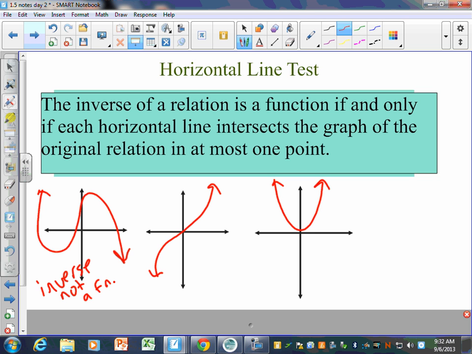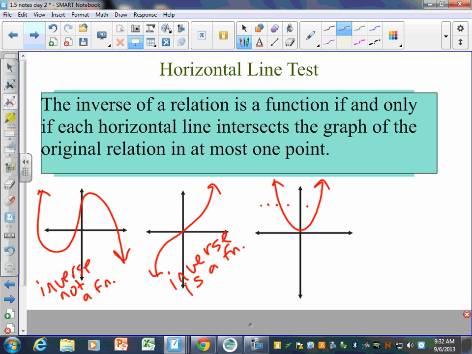Cubic graph here. If we did the horizontal line test for it, would it pass the horizontal line test? Yeah, because everywhere we drew it, it would only cross one time. So this one, its inverse would be a function. And what about our good friend, the quadratic function?